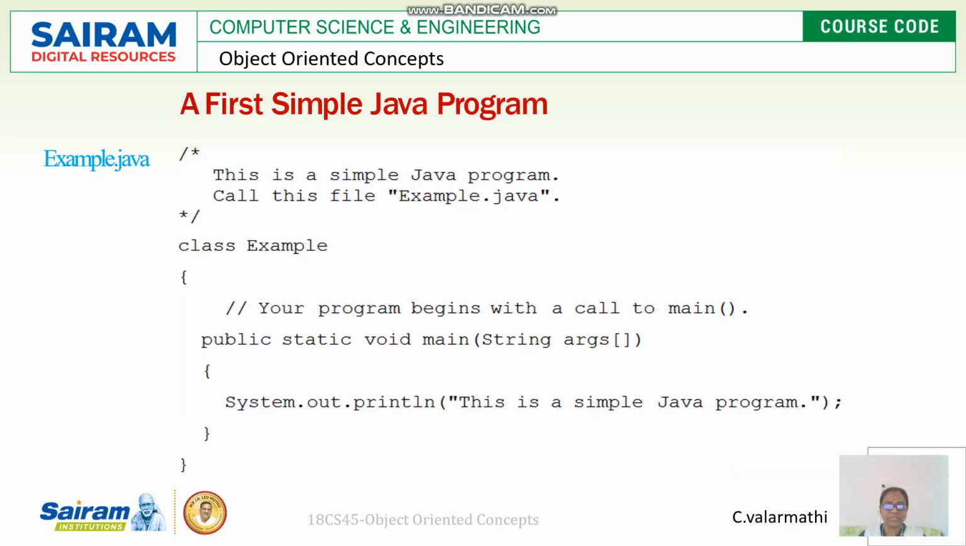So this is my first simple Java program. As we know, a Java class should start with the keyword class. So class is my keyword and Example is my class name. According to Java, the first letter of the class name should always be capital, right? So in this way, the E is capital here. Class Example is my first class.